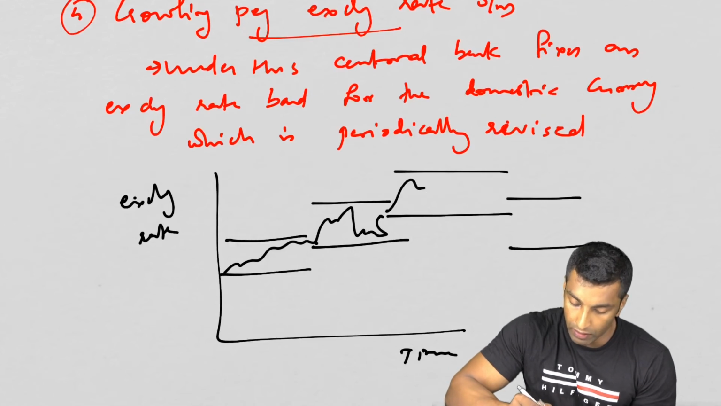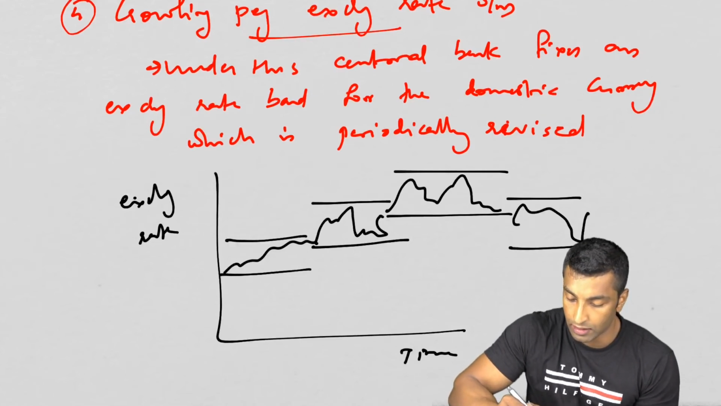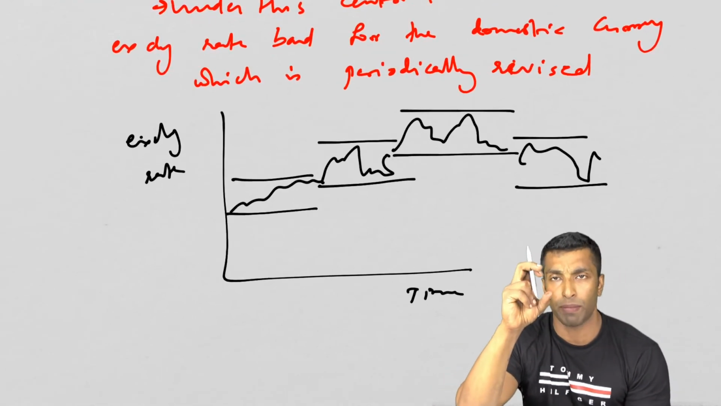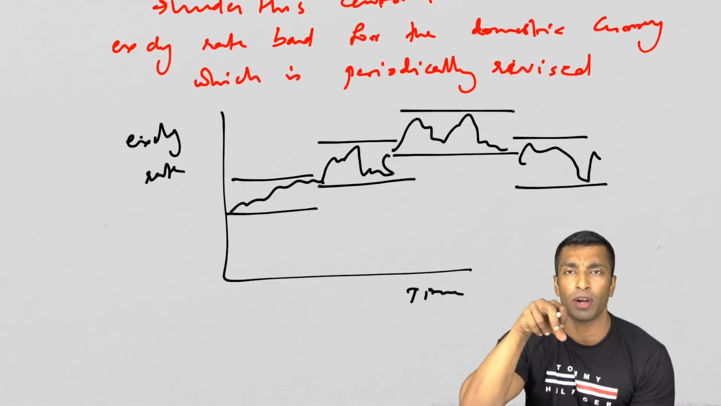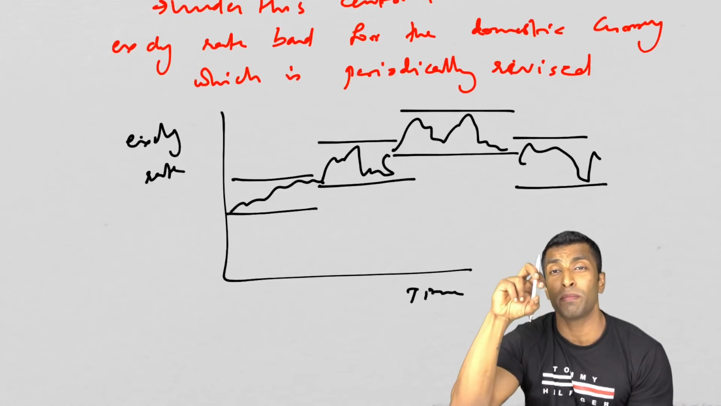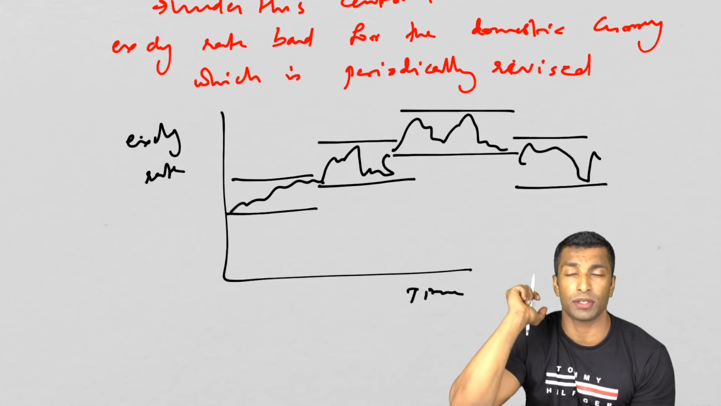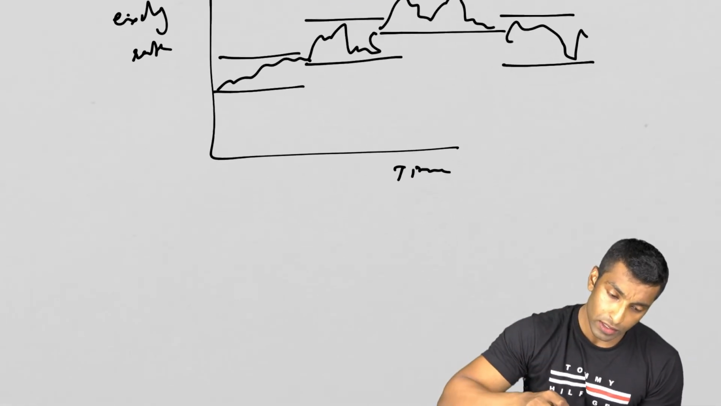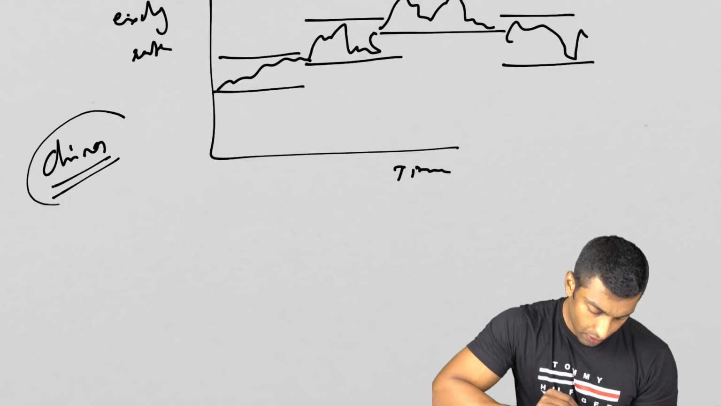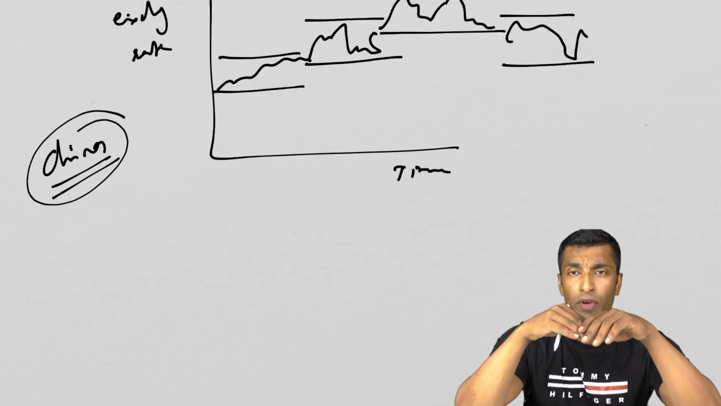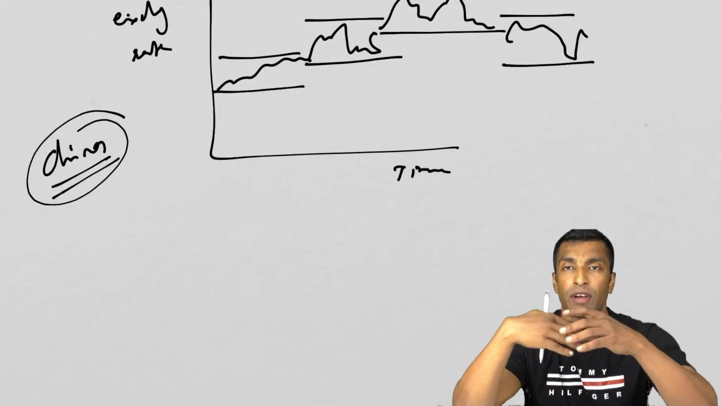In between they will fluctuate like this. So the central bank fixes the band which has an upper limit and lower limit, but that band will be periodically revised. That may increase, that may decrease. So it all depends on the central bank. So who is following this? China is following this. They fix this upper and lower limit, and not only do they fix it, they periodically revise it.